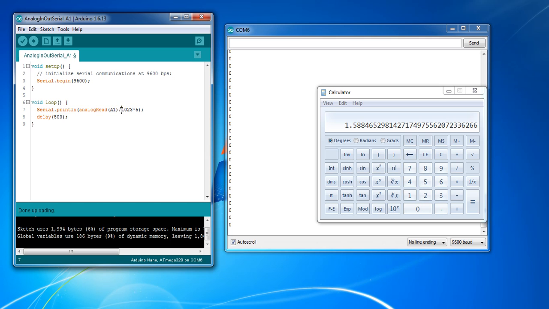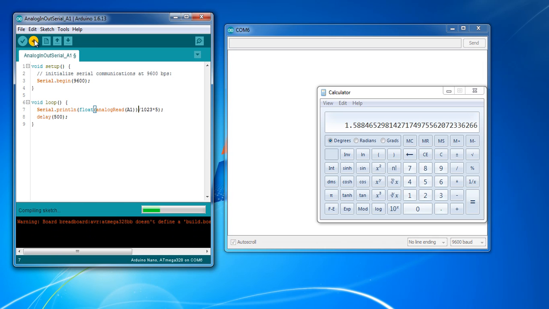What you want to do is not use integer math. You want to use floating point math. All you have to do is turn one of these two numbers, the two numbers being 1023 and this analog read result, into a floating point number. That will force the other to become a floating point number, so they don't do integer math anymore. Here's one way to do it. Just make this return a float. Okay, let's upload the code again.